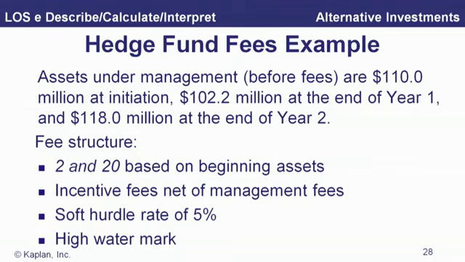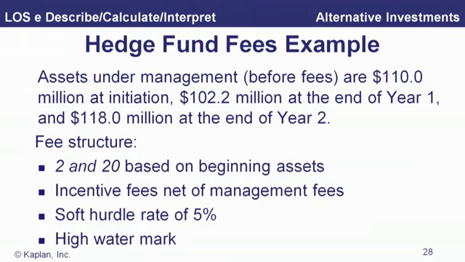Let's look through a little example here just to make you comfortable with calculations on these hedge fund fees. Our setup is that assets under management before fees are 110 million at initiation, 102.2 at the end of year 1, and 118 at the end of year 2. The fee structure is 2 and 20 based on beginning assets for that management fee, incentive fees net of management fees, a soft hurdle rate of 5%, and a high water mark.